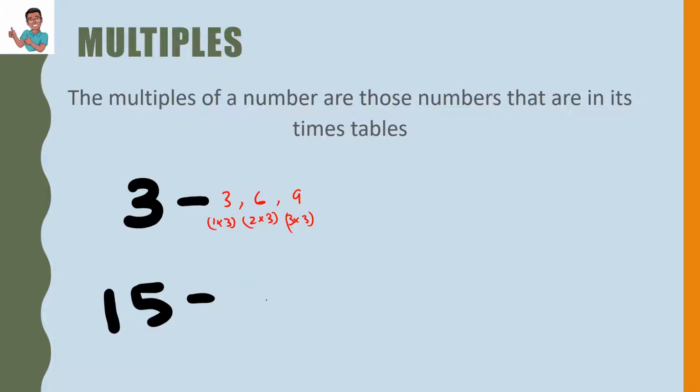Let's have a look at 15. The first multiple of 15 would be 15. This is because 1 times 15 gives 15. The second one would be 30 because 2 times 15 gives 30. And the third one would be 45 because 3 times 15 gives 45.